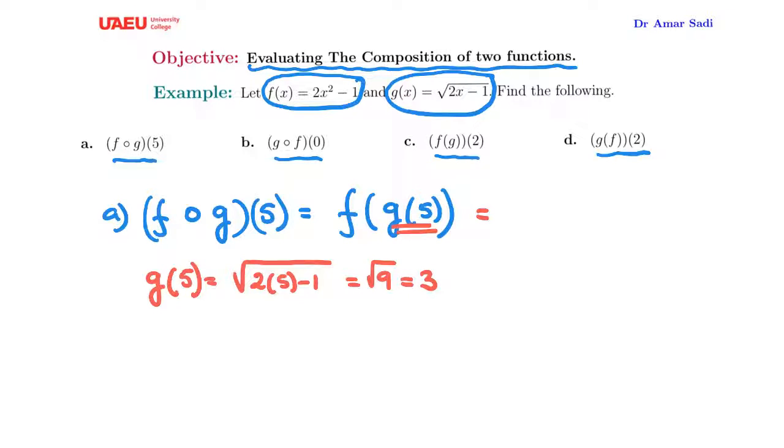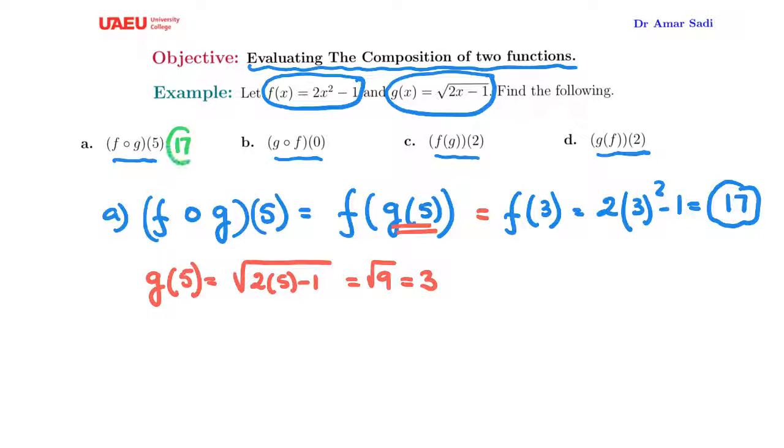And then I will take this here. So it will be f of 3. And f of 3 will then be 2 times 3 squared minus 1. 3 squared is 9 times 2 is 18 minus 1 is 17. So the answer to A is 17. So this number is 17.